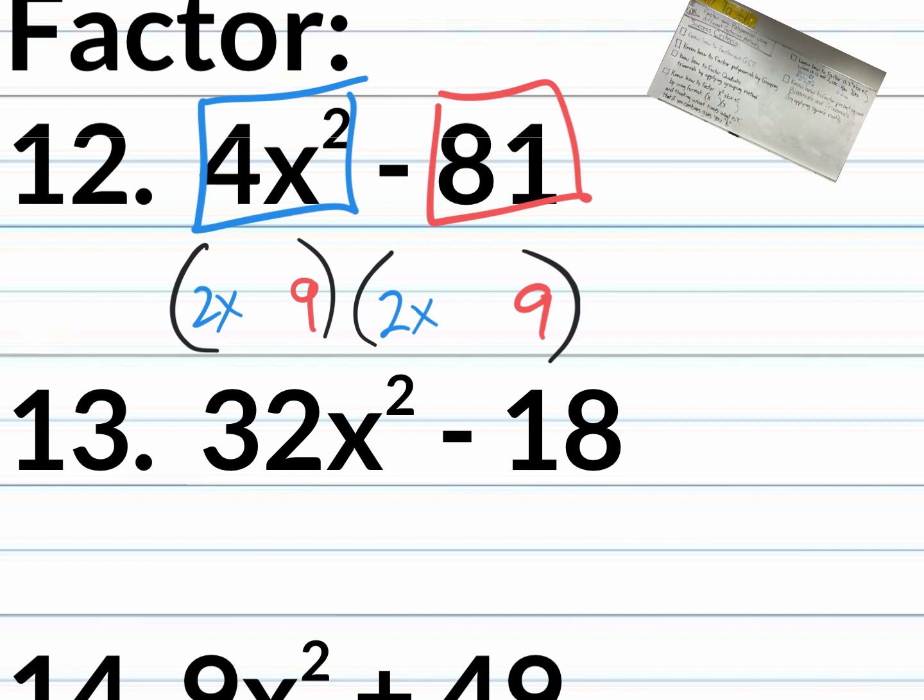One positive, one negative. They have to be different. They both can't be positive. They both can't be negative. As a matter of fact, guys, the only time you're able to do this is if it's a difference of two perfect square terms. Let me repeat that.